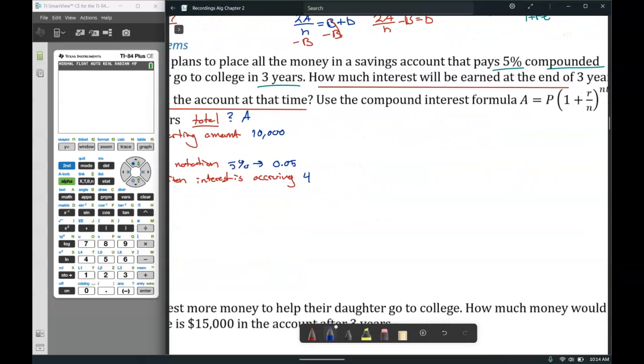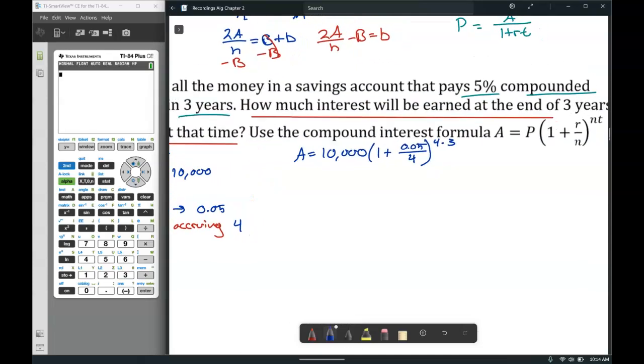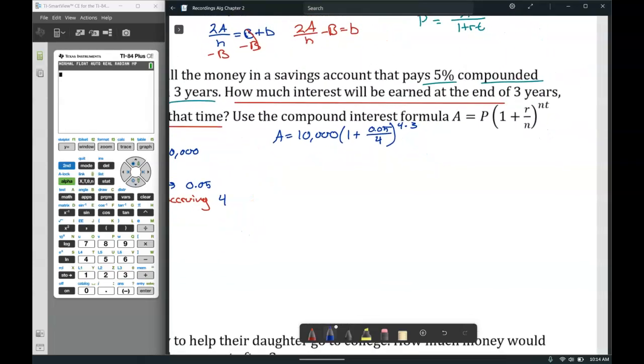So we can take these values and we just substitute them into our formula. A equals 10,000 times 1 plus the interest rate divided by the compounding frequency, raised to the power of the frequency times the time. And so what we can do is work through this problem piece by piece, or if we're very careful, we can evaluate it in our calculator all at one go. So let's just do piece by piece in case we're using a scientific calculator and not a graphing one.